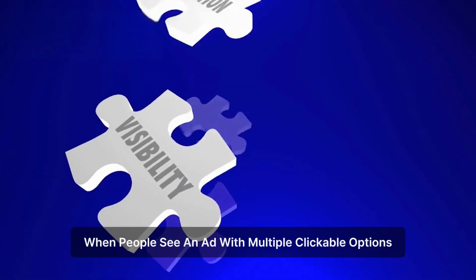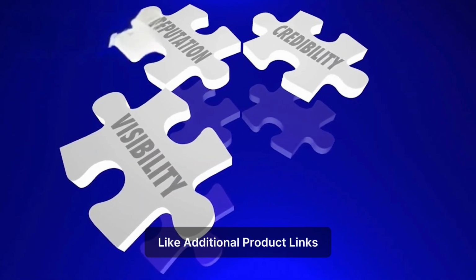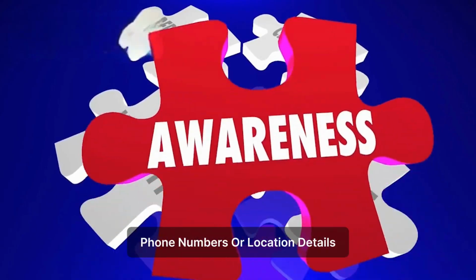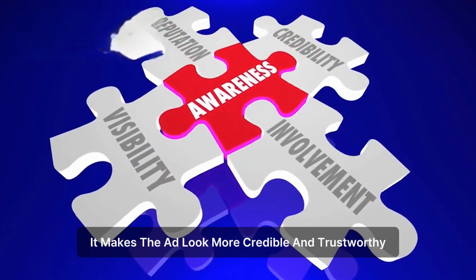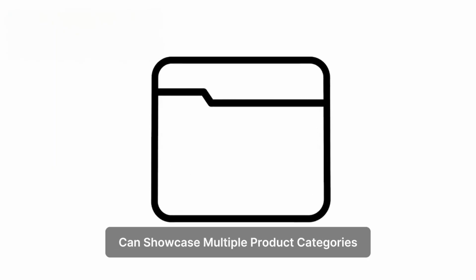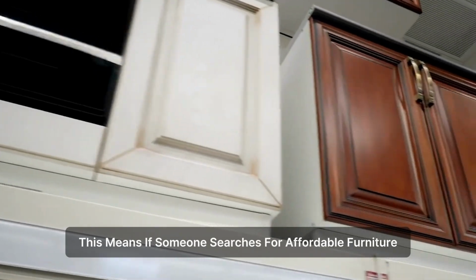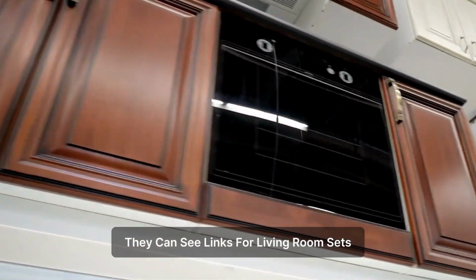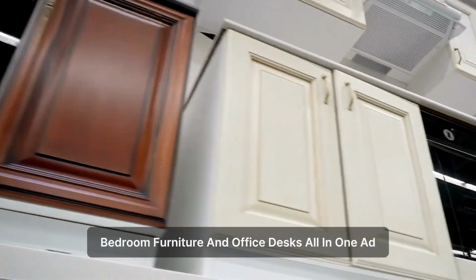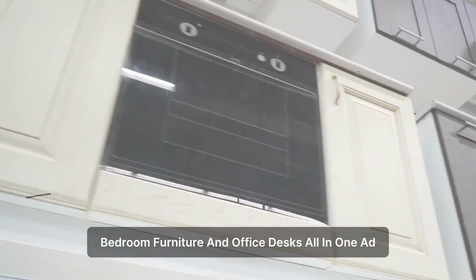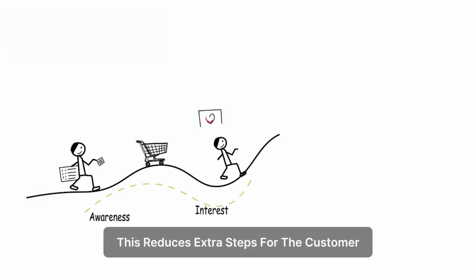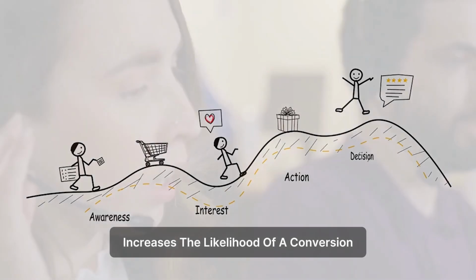When people see an ad with multiple clickable options like additional product links, phone numbers, or location details, it makes the ad look more credible and trustworthy. For example, an online store using site link extensions can showcase multiple product categories directly within the ad. This means if someone searches for affordable furniture, they can see links for living room sets, bedroom furniture, and office desks all in one ad. This reduces extra steps for the customer and increases the likelihood of a conversion.